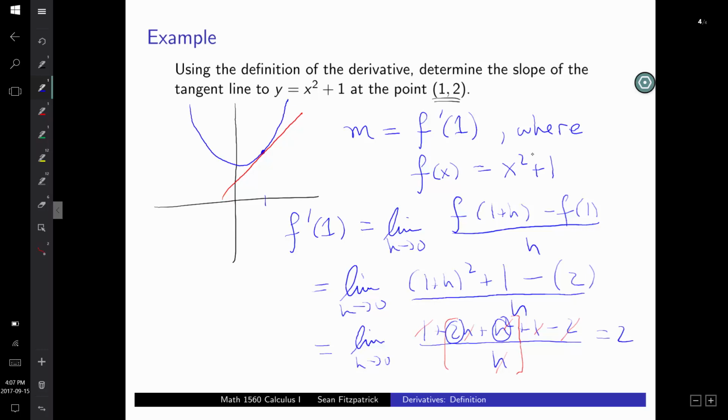And remember, that limit is my slope, so that means that my line is given by, so I do y minus the y coordinate, which was 2, equals the slope, 2, times x minus the x coordinate, which is 1. And I've got the equation of my tangent line. You could clean this up if you want, but let's leave it here for now.